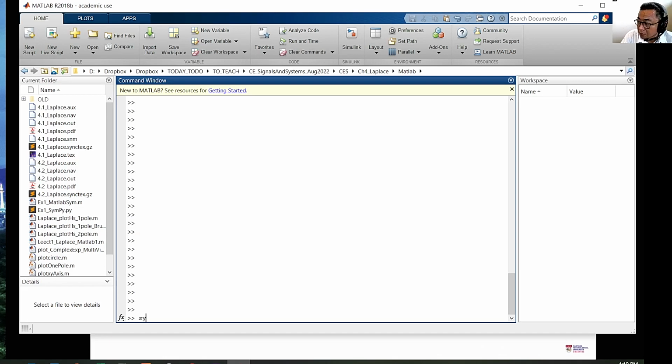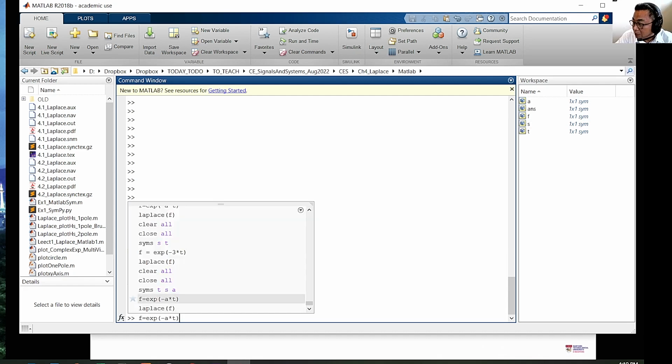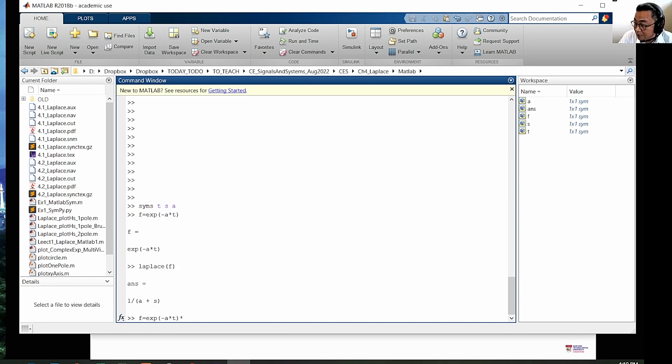We now define symbolic t, s, and a. We say that the function is equal to exponential of minus a times t. And we say Laplace of f. And out comes the answer 1 over s plus a. So if you want to have more and more complicated functions, for example, exponential times sine of 2 times t, and we have this. So you can try using MATLAB's Laplace or the Symbolab Laplace to solve functions that you have problems with.